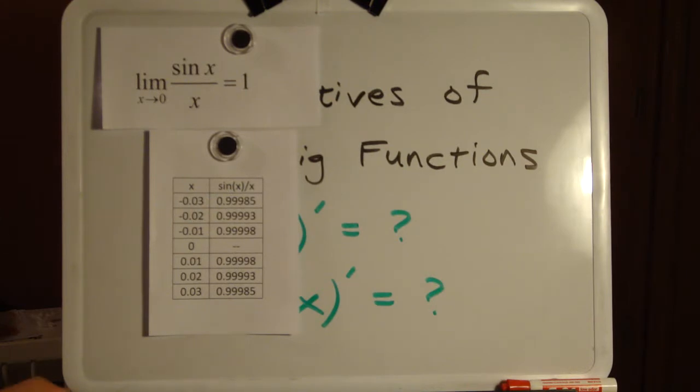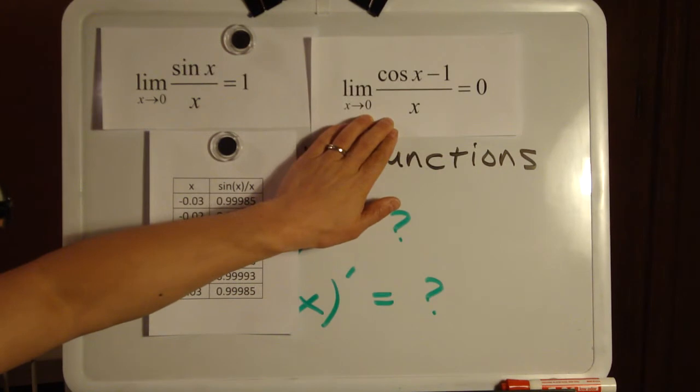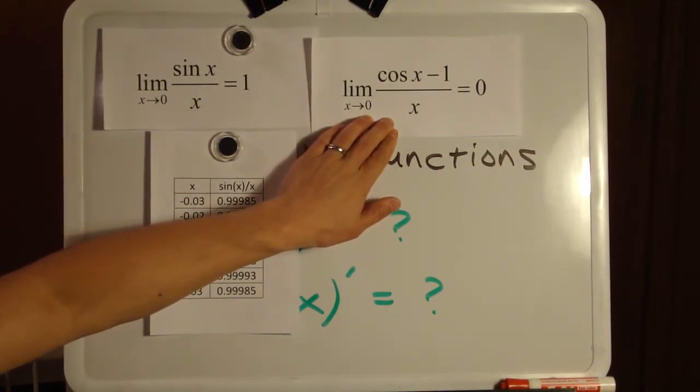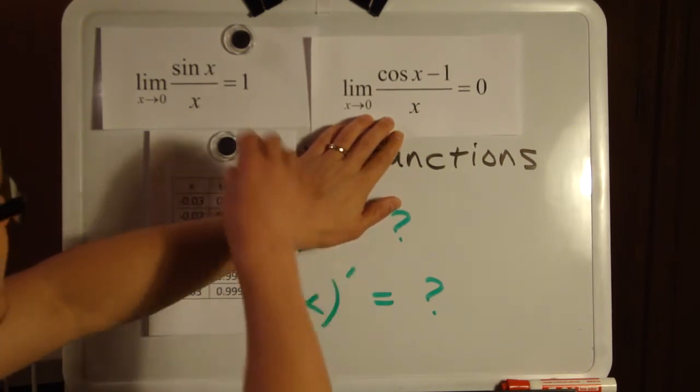So another one here that's pretty common in this section, one that deals with the cosine function. So the limit as x approaches 0 of cosine of x minus 1 over x, that limit is equal to 0. So these two are pretty common in serving as the foundation for differentiation for the sine and cosine functions.